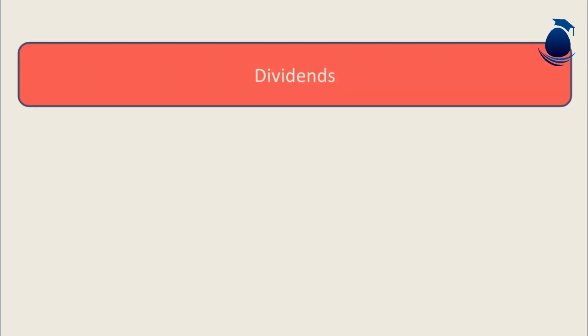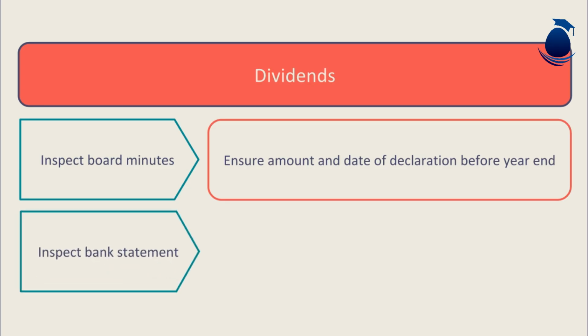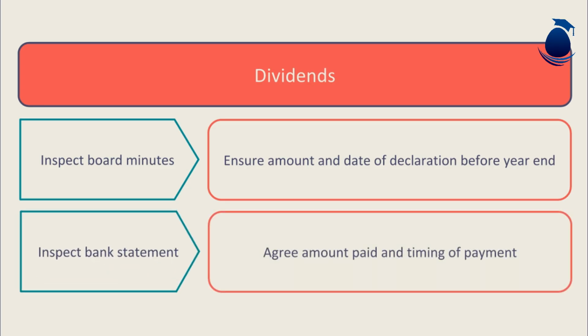Dividends paid and included in the financial statements will require the auditor to inspect board minutes to ensure the amount and the date declared was before the year end. Inspect the bank statement and agree the amounts paid and that they were before the year end also.